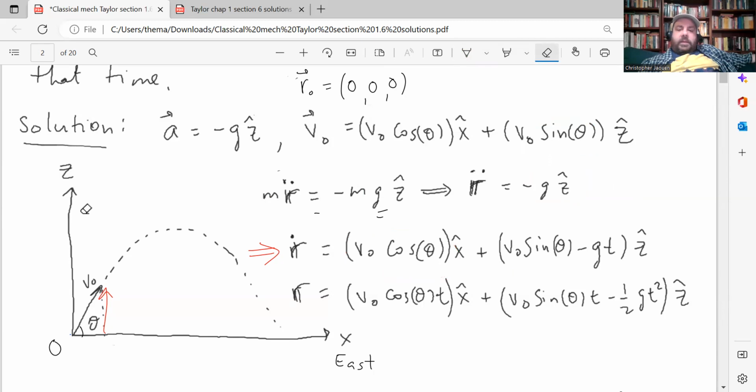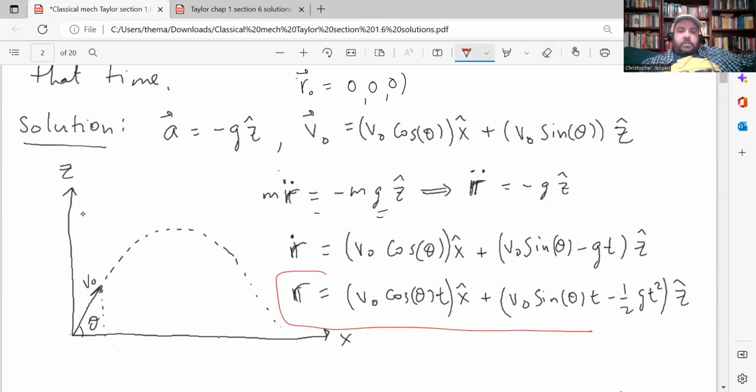Right, and then integrate one more time to get the position. So r is equal to v0 cosine theta t times x hat, and integrating one more time here, you get v0 sine theta t minus 1/2 g t squared. The constants that you get from integration are both 0 because the initial position is 0. So that's the function for the position of the golf ball at time t. So that's the answer to the first part of the question. I'll just circle that so we know that that's the answer to one of the parts of the question.